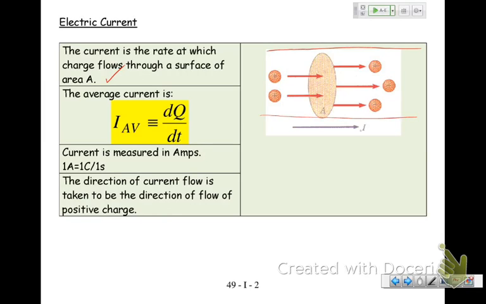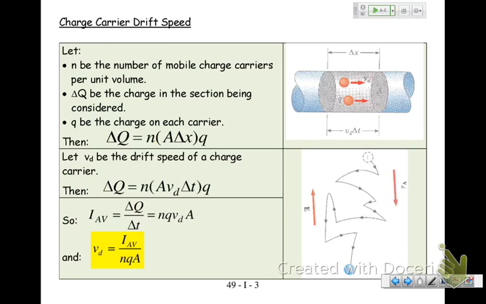Okay, so an amp is a coulomb per second. Direct current flow is taken to be the direction of the flow of positive charge. I know it's the electrons that are flowing, but it doesn't matter. It works just fine. They guessed before they knew, and it still works, so why bother messing with it?